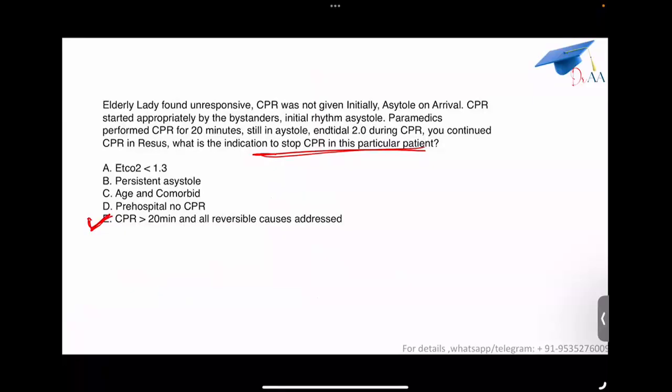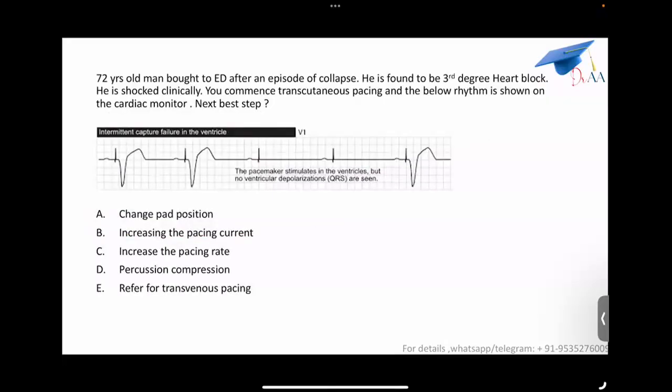So basically you'll be looking for the duration more than 20 minutes, no response to the interventions, persistently low ETCO2, cardiac standstill on USG. These are the 4 things we really depend on to stop the CPR. Here 2 of the things are mentioned. So with a combination of 2 things, you can stop the CPR because you have already addressed all the reversible causes and the CPR is going on for 20 minutes.